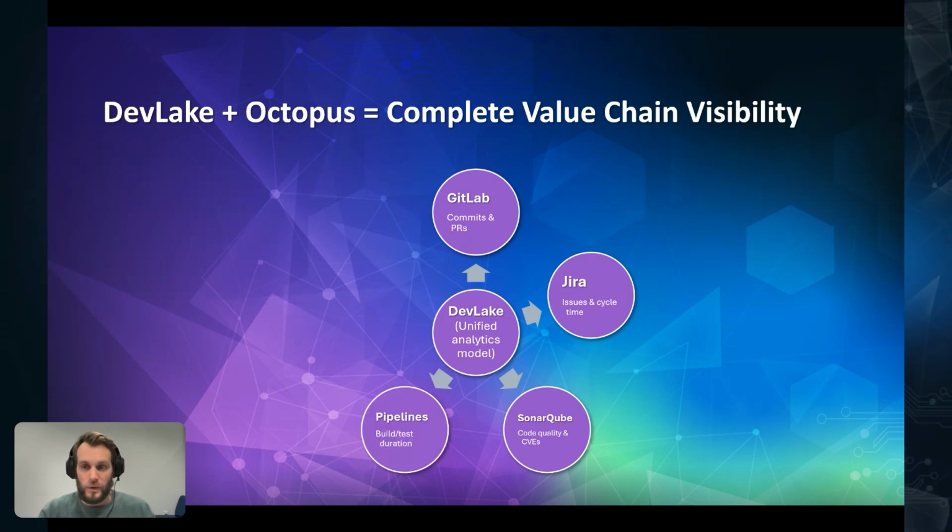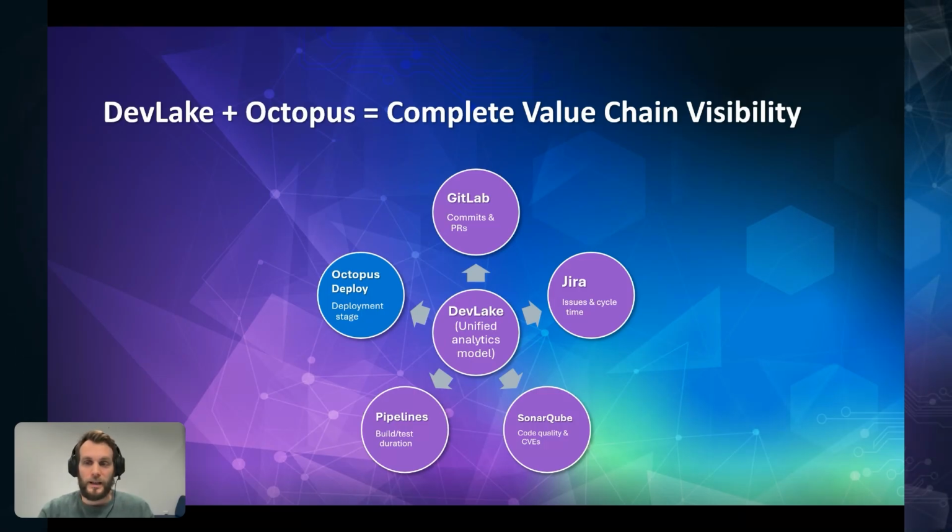And DevLake uses pipelines to analyze the build time and the test execution time. But also, most importantly, we mustn't miss the part where we use Octopus Deploy for managing deployments. Then we use that data, ingest it into DevLake to complete the whole picture.